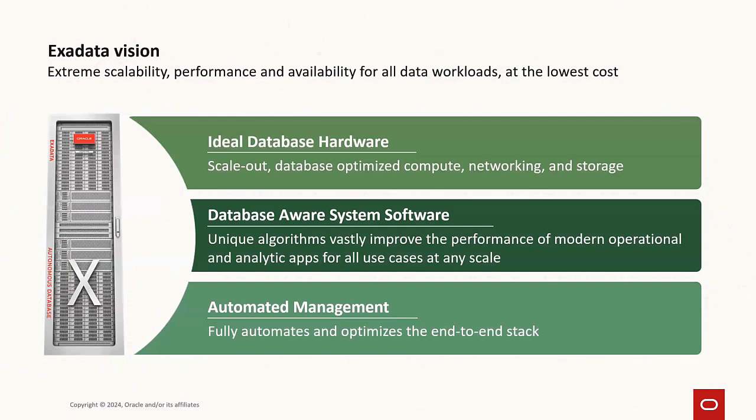Exadata offers extreme scalability, performance, and availability for all data workloads at the lowest possible cost. So with the ideal database hardware, you're going to have, as I said earlier, scale out, optimized compute, networking, and storage. For the database-aware system software, there are going to be algorithms and machine learning built into your database that are going to vastly improve your performance for any standard operational and analytical apps, for any use case, any scale. With automated management, it's going to be similar to the base database automation we saw, except this time we're going to build on top of that at the entirety of the database stack.